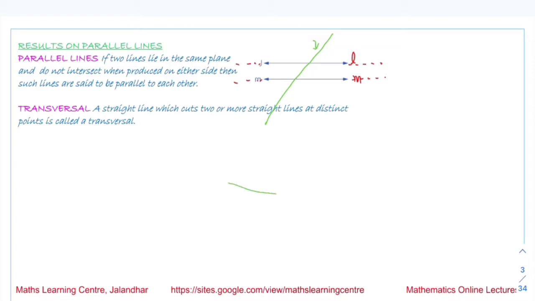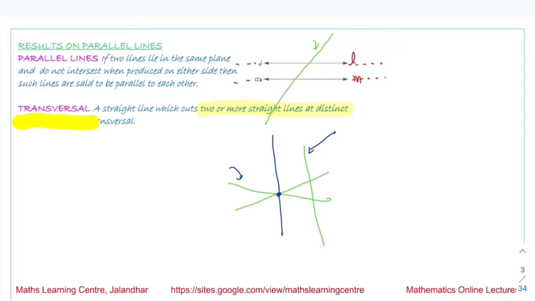If these are the two lines, then this is the transversal. But if I am talking about this line, which is intersecting at the same point where these two lines are intersecting, then this is not a transversal. We say these three lines are concurrent. That is why it is mentioned here: a straight line which cuts two or more straight lines at distinct points is called a transversal, so it must intersect them all at distinct points.